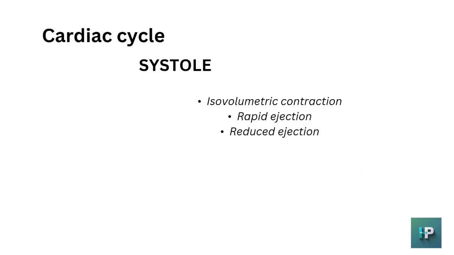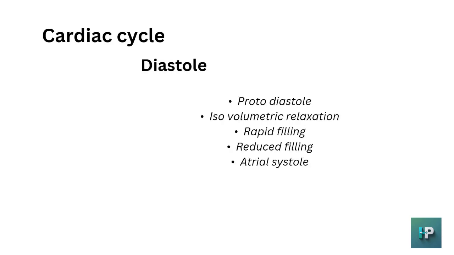Then let's see the cardiac cycle. Here we describe the systole and diastole of the ventricles. Let's see systole. It has a duration of 0.3 seconds, and the three components of systole are isovolumetric contraction, rapid ejection, and reduced ejection. And then diastole. It comprises 0.5 seconds of duration with protodiastole, isovolumetric relaxation, rapid filling, reduced filling, and atrial systole.